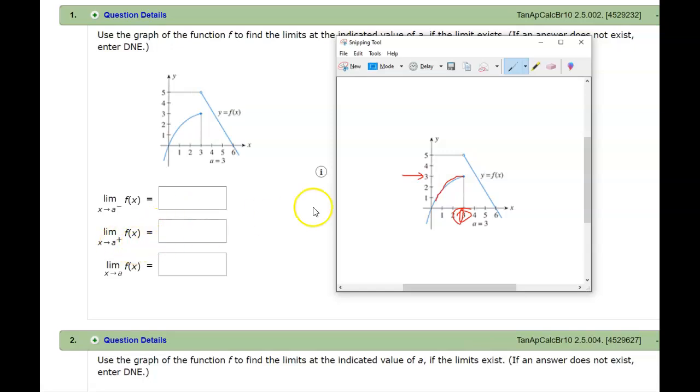As x goes to A from above, that's this way. And it doesn't matter whether there's a hole there or not. We're getting on this piece of the graph and going to A from the right. So it says A plus, that's A from the right. So my value there will be 5. Because they are not the same, the limit will not exist.